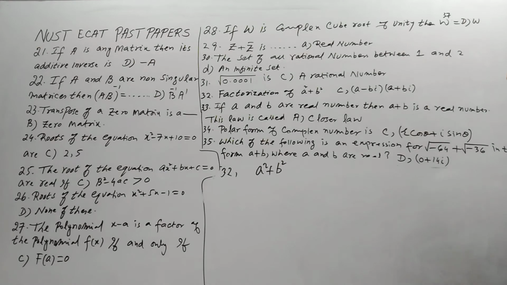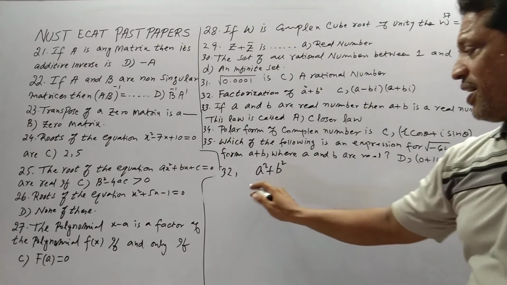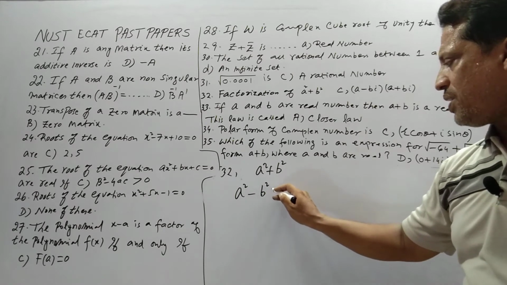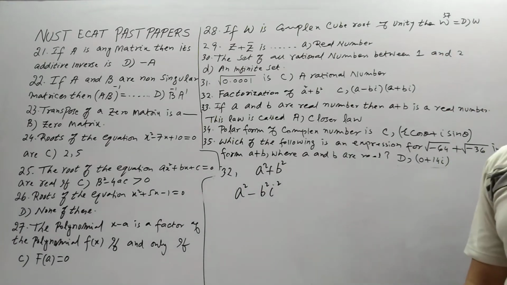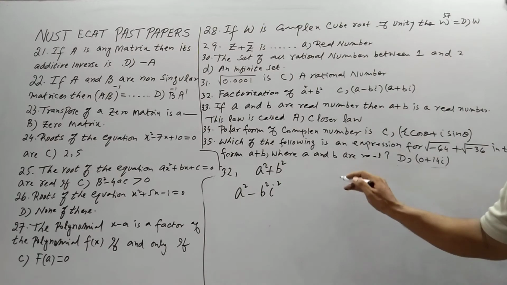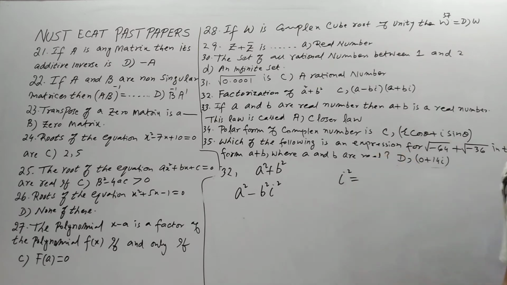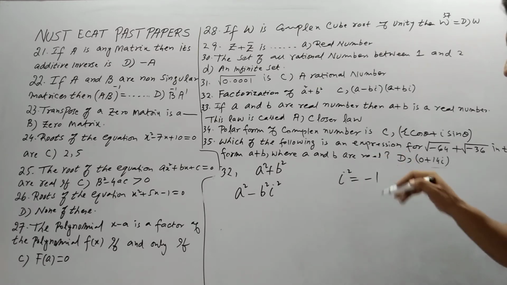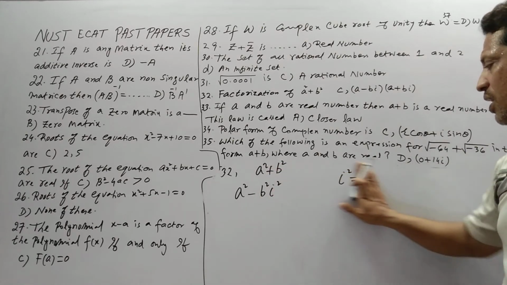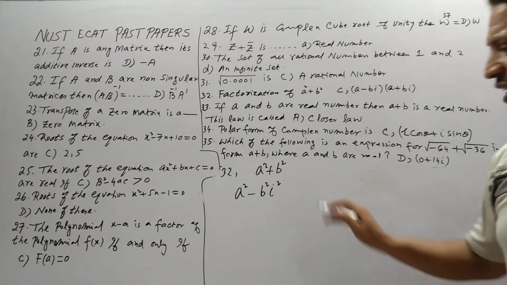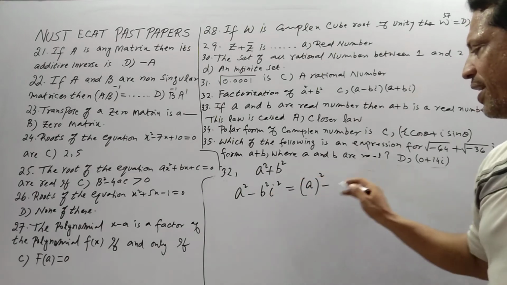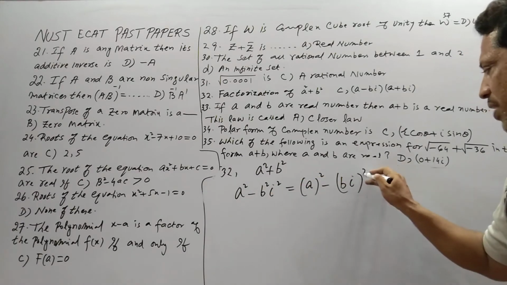Okay, so a square plus b square is nothing but a square minus b square iota square. Is this one and this one the same? Yes, 100% same, because we must know the property of a complex number: iota square is minus 1. So minus minus plus. Now this can be easily factorized. I write this a as a square, and this b as b iota square.